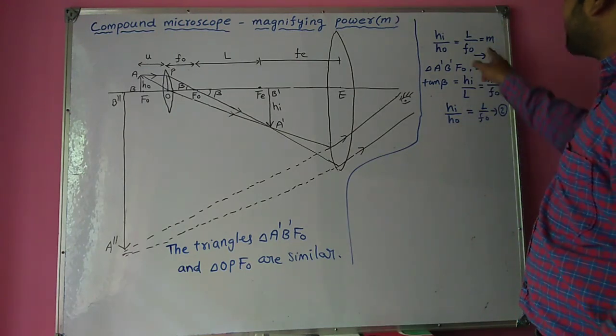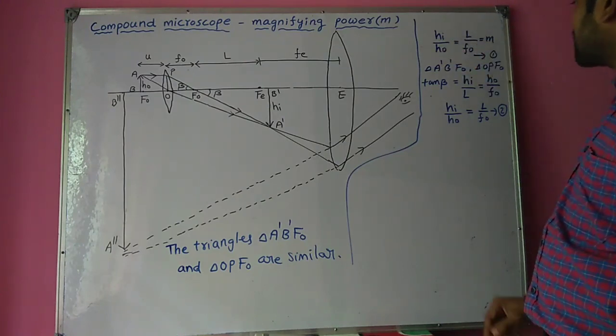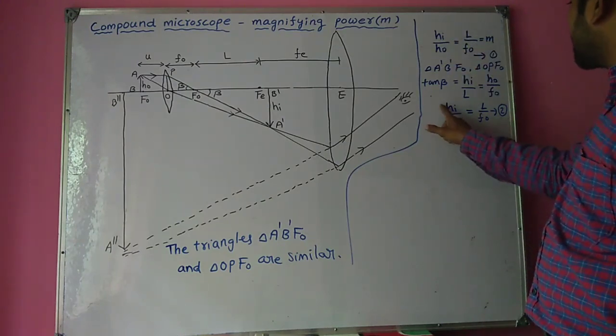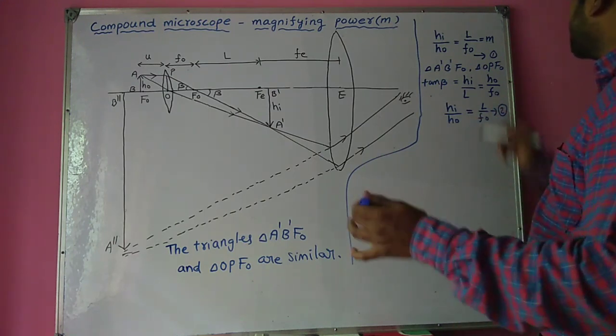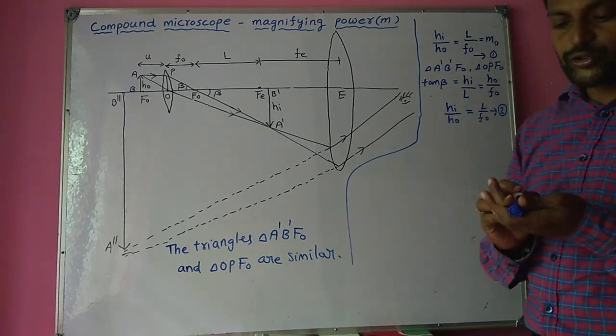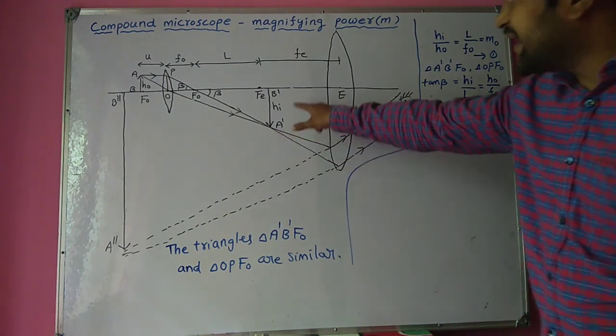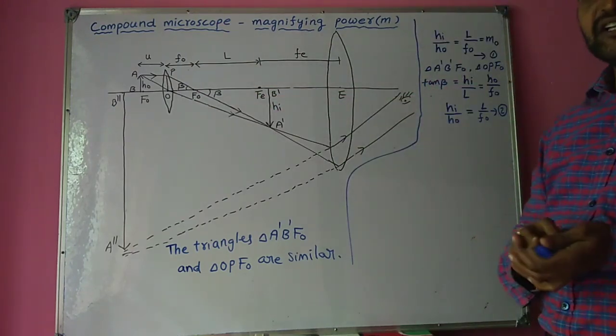Equation number 1 is HI by HO is equal to L by FO. Equation number 2, HI by HO is equal to L by FO only. That means here it is the M. M is what here? MO, the magnification due to objective. Here HI is the image formed by this object.